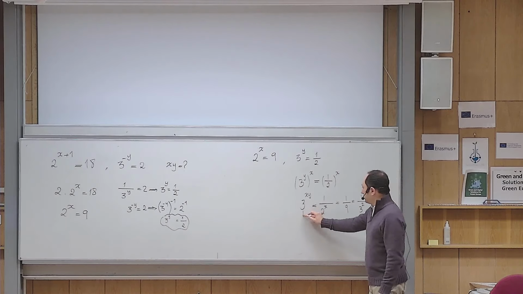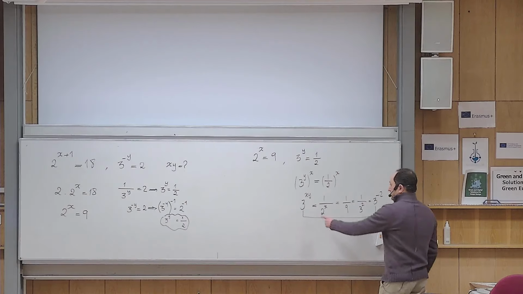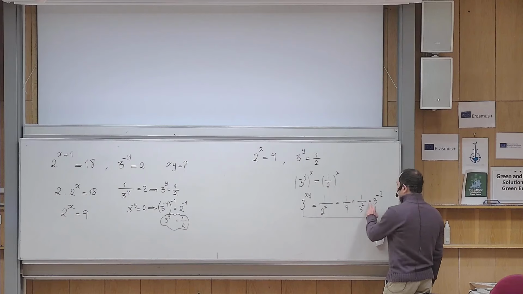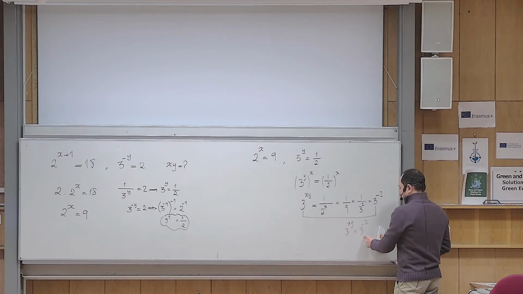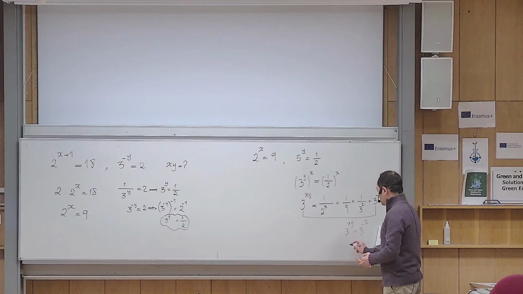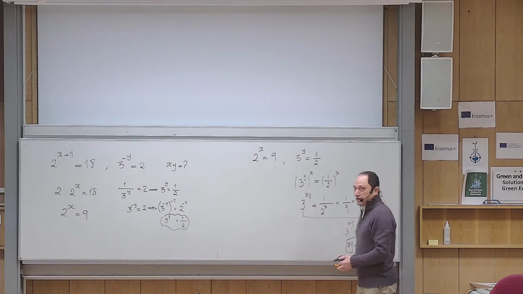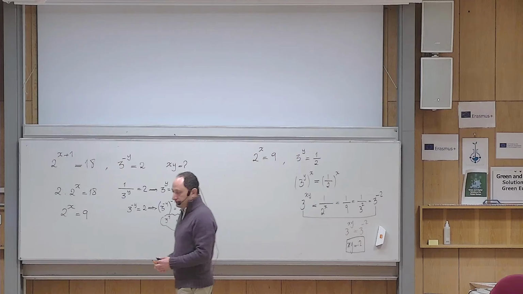Now compare this with the very last one. 3 to some power is equal to 3 to the power of minus 2. So 3 to the xy is equal to 3 to the power of minus 2. I have two powers on the left and right sides, and they are supposed to be equal. The bases are equal, so this can only happen if the exponents are also equal. So xy is equal to minus 2. And that is the answer we are supposed to provide for this problem.